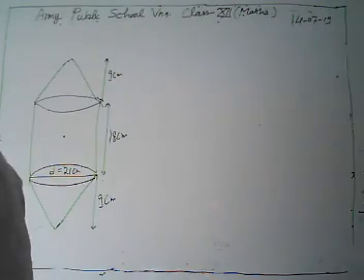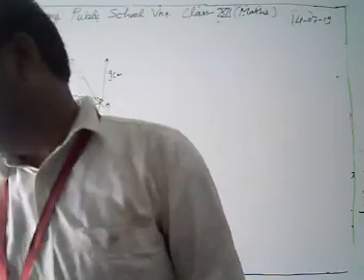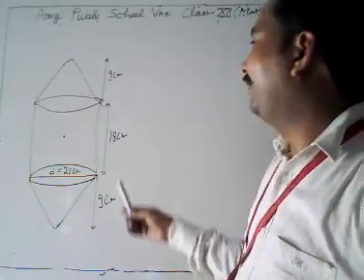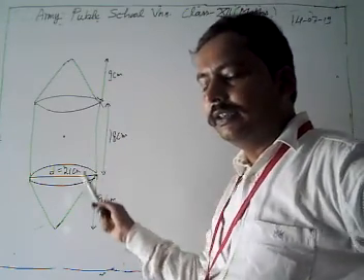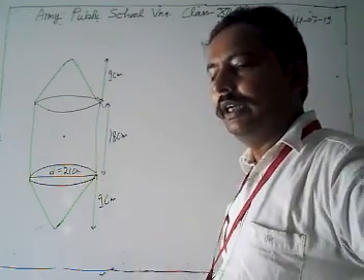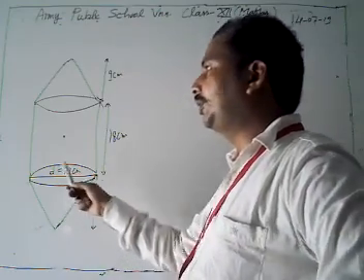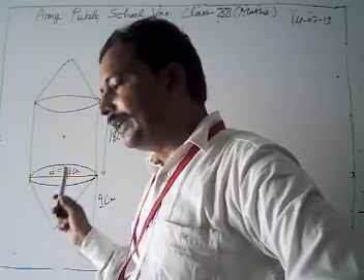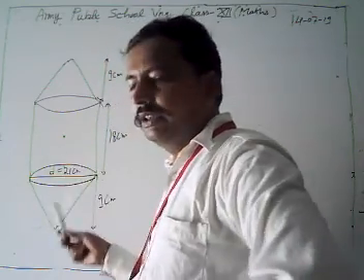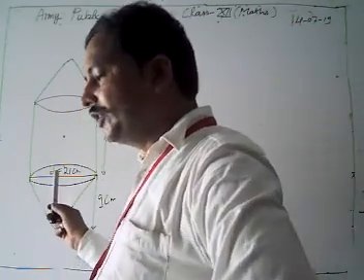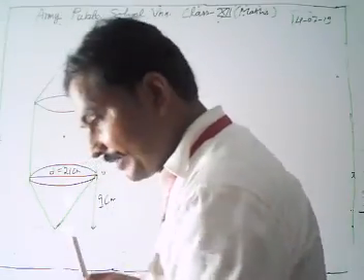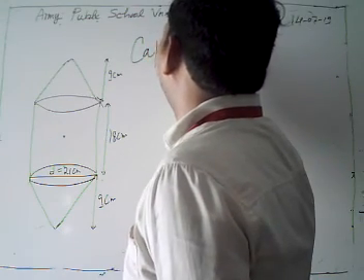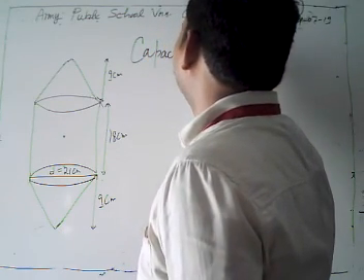Now we have to determine the capacity of this tank. It's given that there is a petrol tank in the shape of a cylindrical portion, and on both ends there is a conical shape. Now we have to find out the capacity of this combination of solids. All the values are given there. Now determine the capacity of this tank.